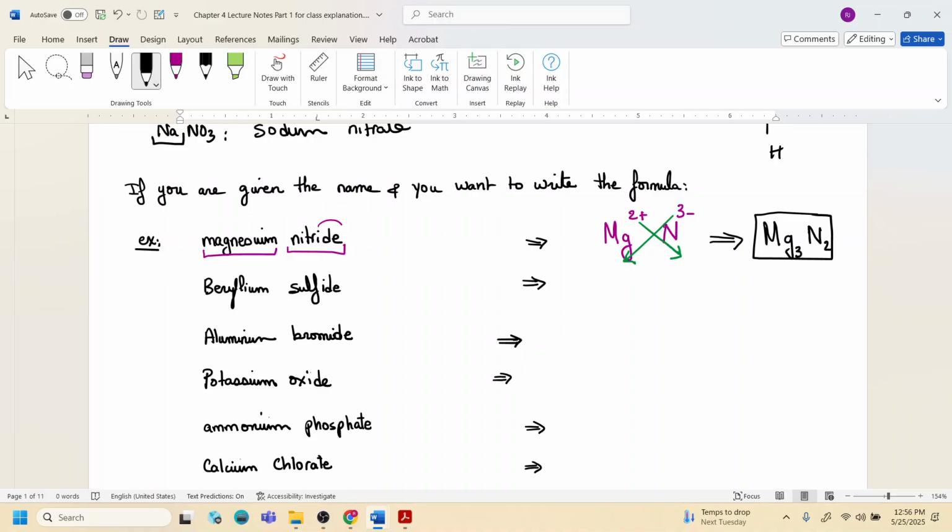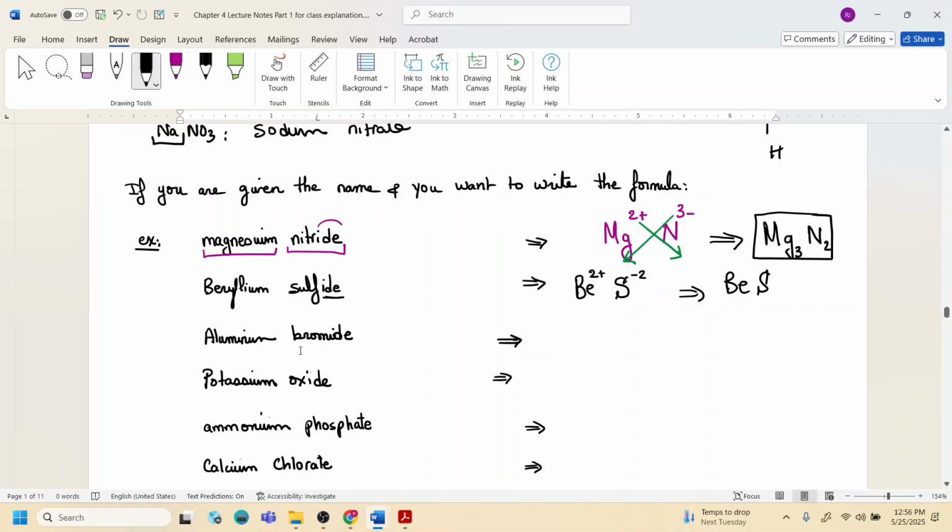Let's try another example. Beryllium sulfide. Again, IDE means that it ends just in sulfur. Beryllium is in group number 2, so this is 2 plus. And sulfur is a non-metal that is in group number 6. Group number 6 should gain 2 electrons as well. Whenever the charges are the same, see, plus 2 minus 2, you don't have to cross anything. Those two are already balanced. So your formula is going to be Be and S.